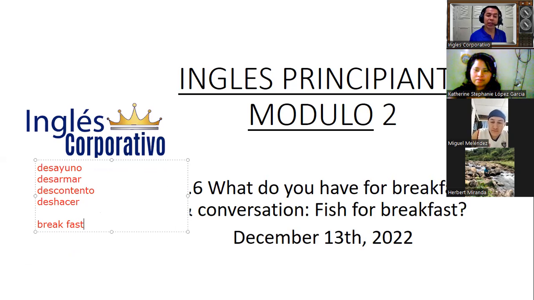¿Cómo decimos ayuno en inglés? Fast. ¿Ok? Como adjetivo es rápido. ¿Se acuerdan la película Fast and Furious? Como adjetivo, pero como nombre es ayuno. Entonces, ¿qué significa ayuno? Romper. Romper el ayuno, breakfast. ¿Ok? Ese es un comercial.